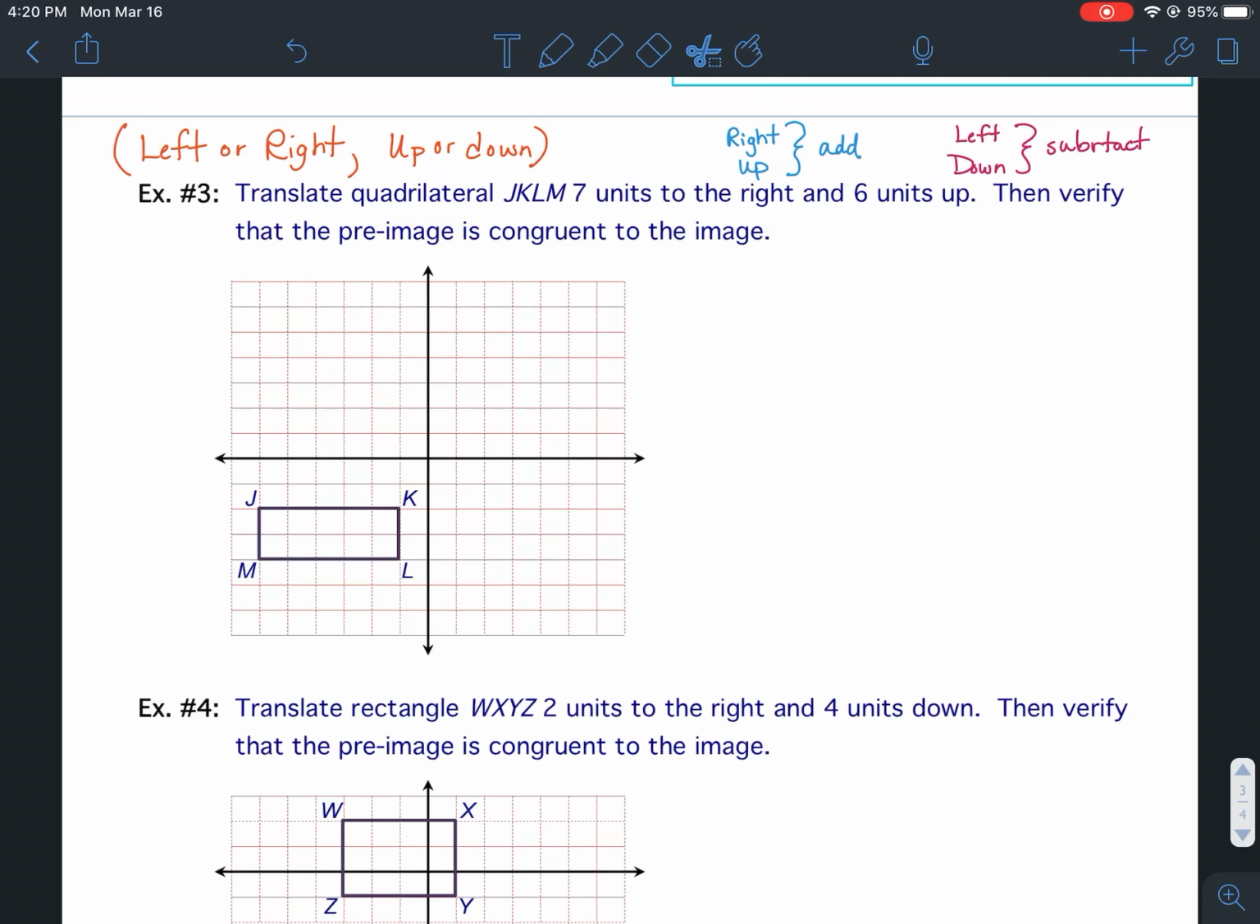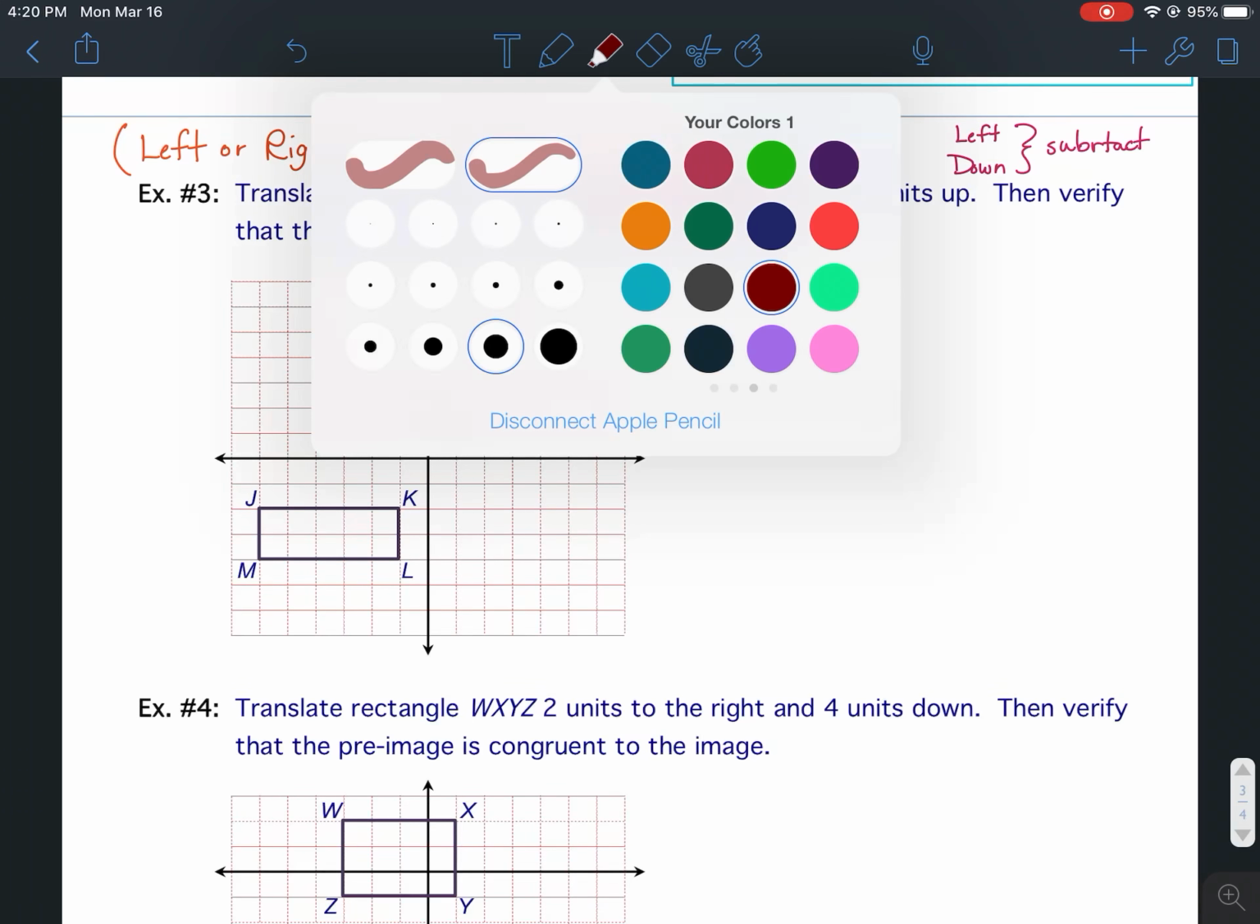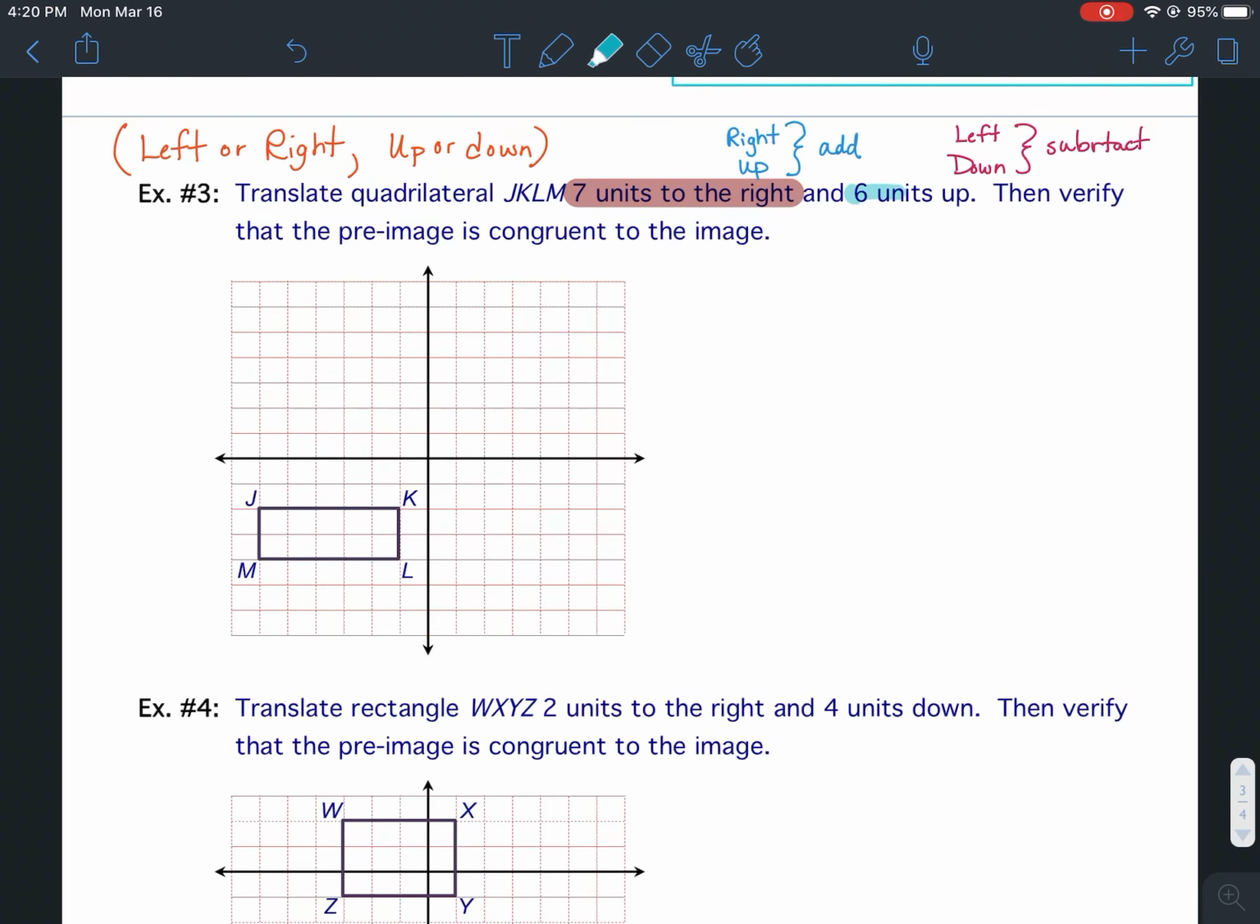So starting with example 3, it's asking us to translate quadrilateral JKLM 7 units to the right and 6 units up. Then verify that the pre-image is congruent to the image. The part where it says verify, that's where all that writing comes in, and we'll worry about that later. So let's first look at where it says 7 units to the right and 6 units up. So let's highlight 7 units to the right. You should underline it. And highlight 6 units up.